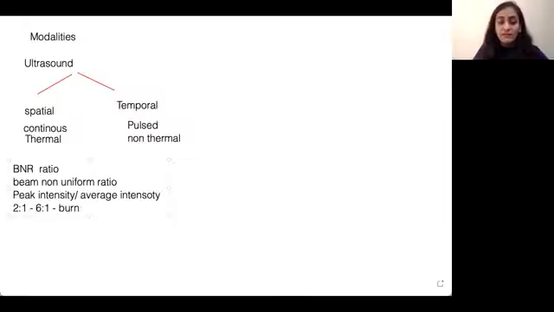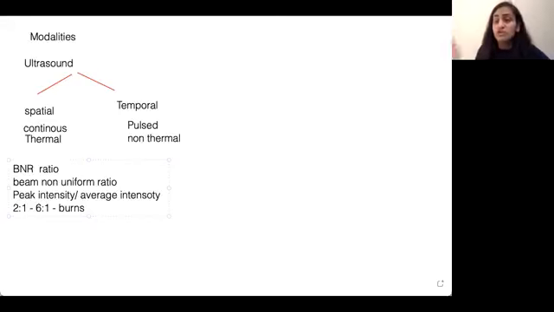So remember, whenever we do continuous ultrasound, there is something that we need to be careful about. That is your beam non-uniform ratio. What is the beam non-uniform ratio? It is your peak intensity divided by your average intensity. It can range from 2:1 to 6:1. In ideal scenarios, you want 1:1. But is it possible to get 1:1?